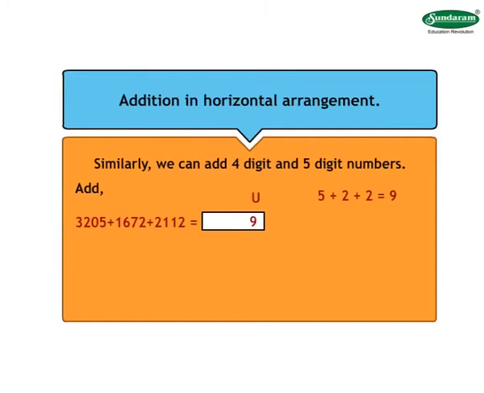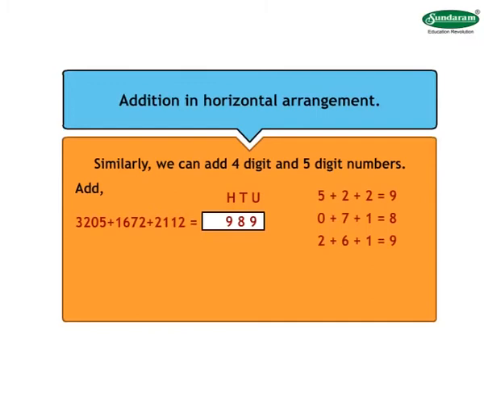Now, add the digits in the tens place of all the three numbers, that is, 0 plus 7 plus 1, which is equal to 8. Write 8 in tens place beside 9 in answer box. Then add digits in hundreds place of all three numbers, that is, 2 plus 6 plus 1, which is equal to 9. Write 9 in hundreds place beside 8 in answer box.